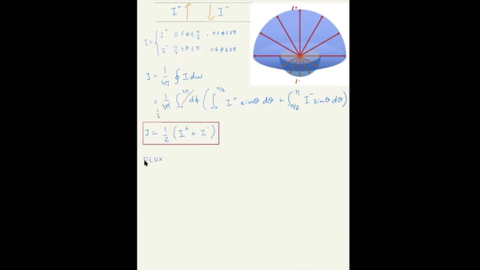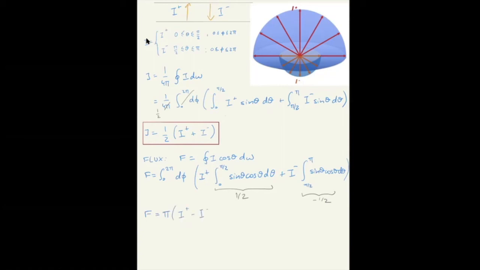And now for the flux. The flux is the integral of I times the cosine of theta in direction. So play the same game. The flux now is the integral from 0 to 2 pi of d phi. And now break the integrals in the meridional direction. Again, a positive integral for I plus from 0 to pi over 2 of sine theta cosine theta, and an integral in I minus, also of sine theta and cosine theta, but from pi over 2 to pi. So for these integrals here, this gives you half, and this gives you minus half. The flux then becomes pi times I plus minus I minus.